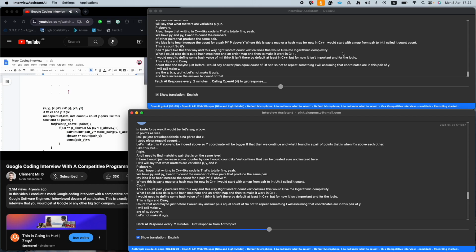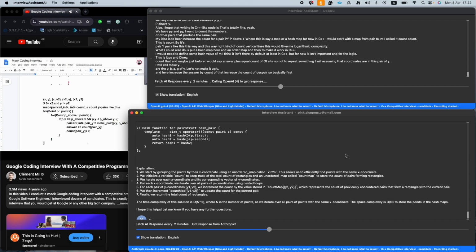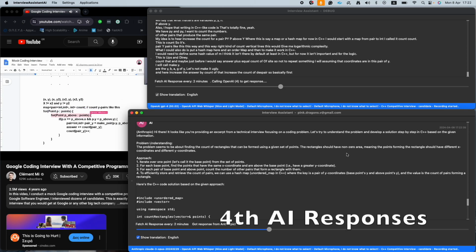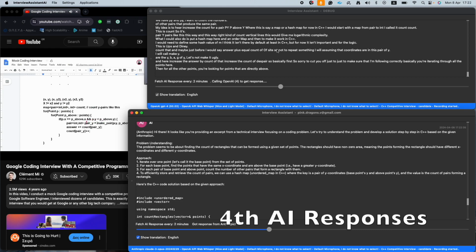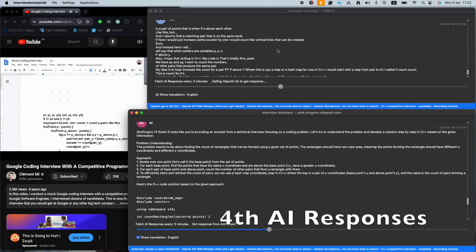So basically, this way, first. Sorry to cut you off, just to make sure that I'm following correctly. Basically, you are iterating through all the points here. Then for all the other points, you're looking for points that are directly above it. This is your if statement, exactly. Right? And here you're saying, okay, I've got one vertical line, which is this pair, and then you're going to count all the other vertical lines that are exactly on the same level.